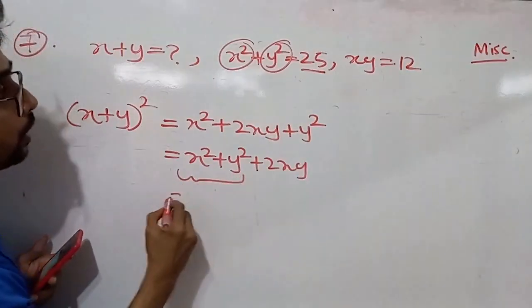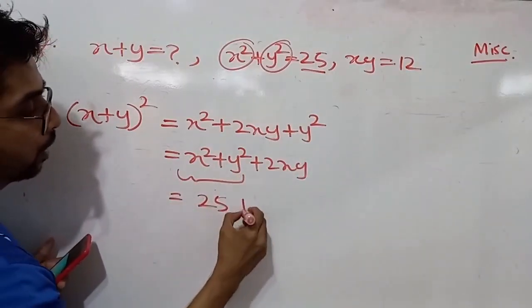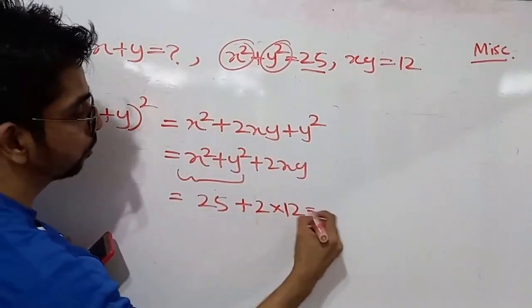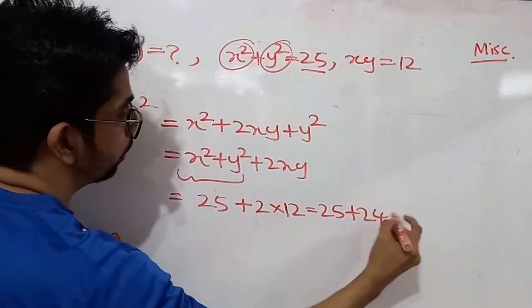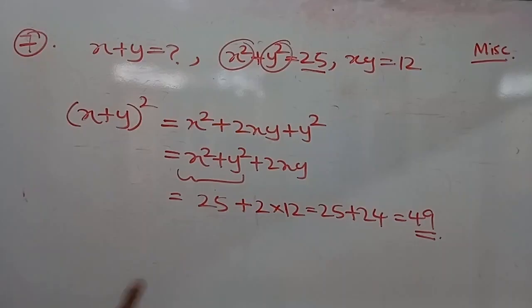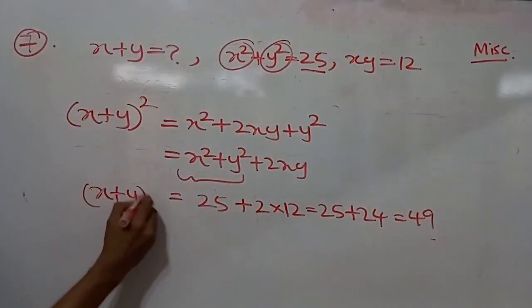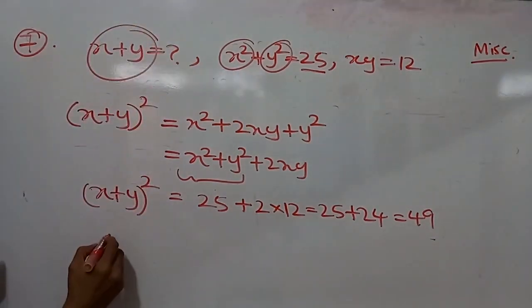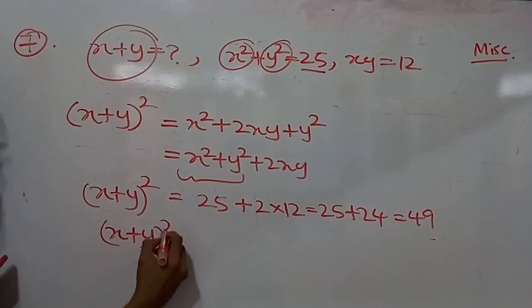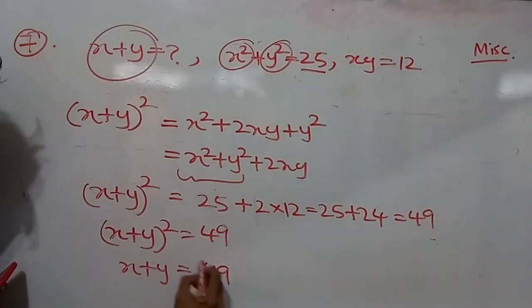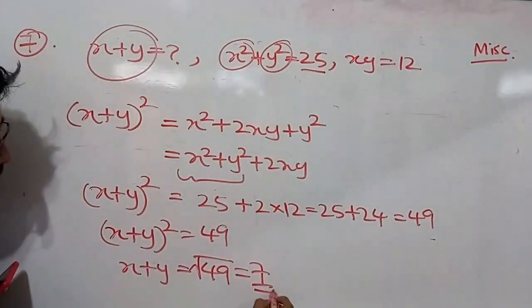How much is this part? 25. And how does this part come? 2 into 12. So 25 plus 24, that is 49. So we get the answer as 49. So this is not the answer, sorry. So x plus y squared is 49. They are asking x plus y. So x plus y squared is what? 49. Then x plus y is the square root of 49, which is 7.